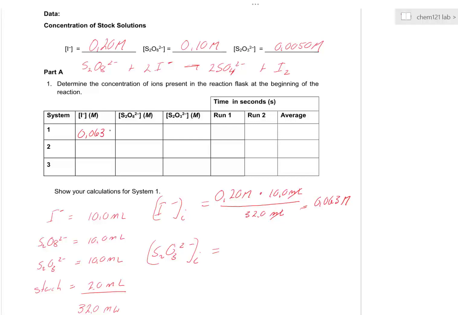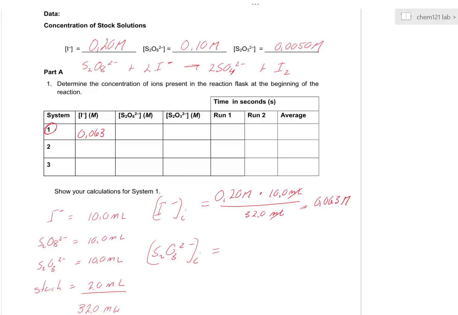You would need to also conduct a similar sort of calculation for the persulfate. By the way, though, this is so far just for system 1. You will also have to, of course, do the same calculation for system 2 and system 3. Given that in system 2 we have half the volume of iodide added, you can imagine that the concentration of the iodide will halve. In system 3, we have half the persulfate volume, and therefore its concentration will halve.